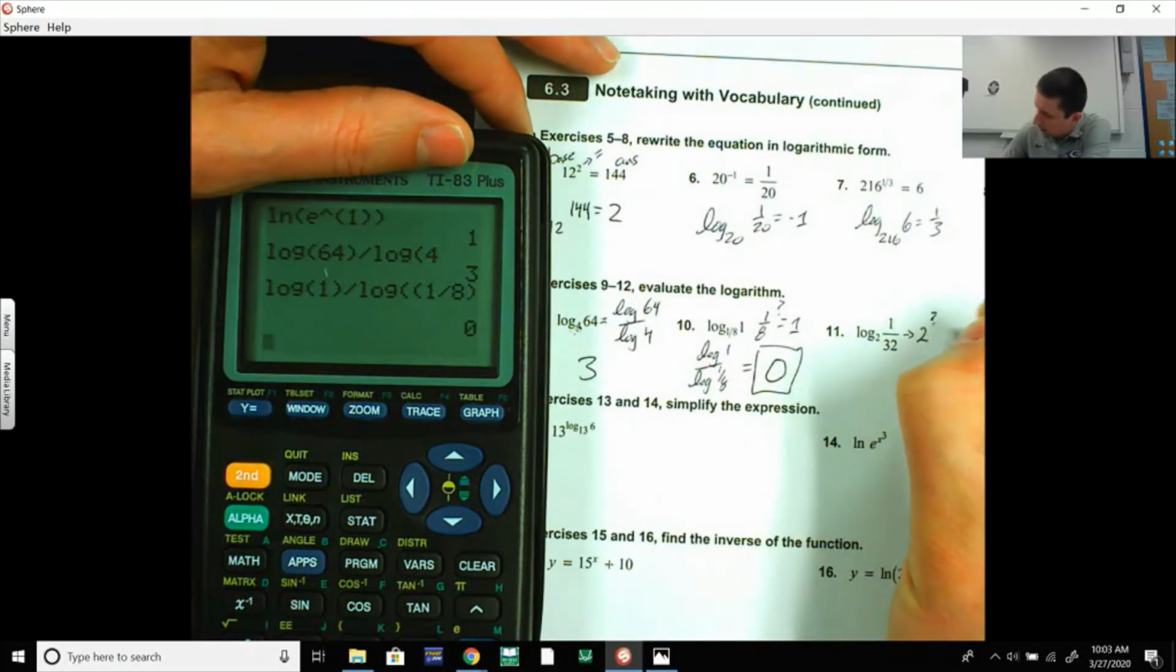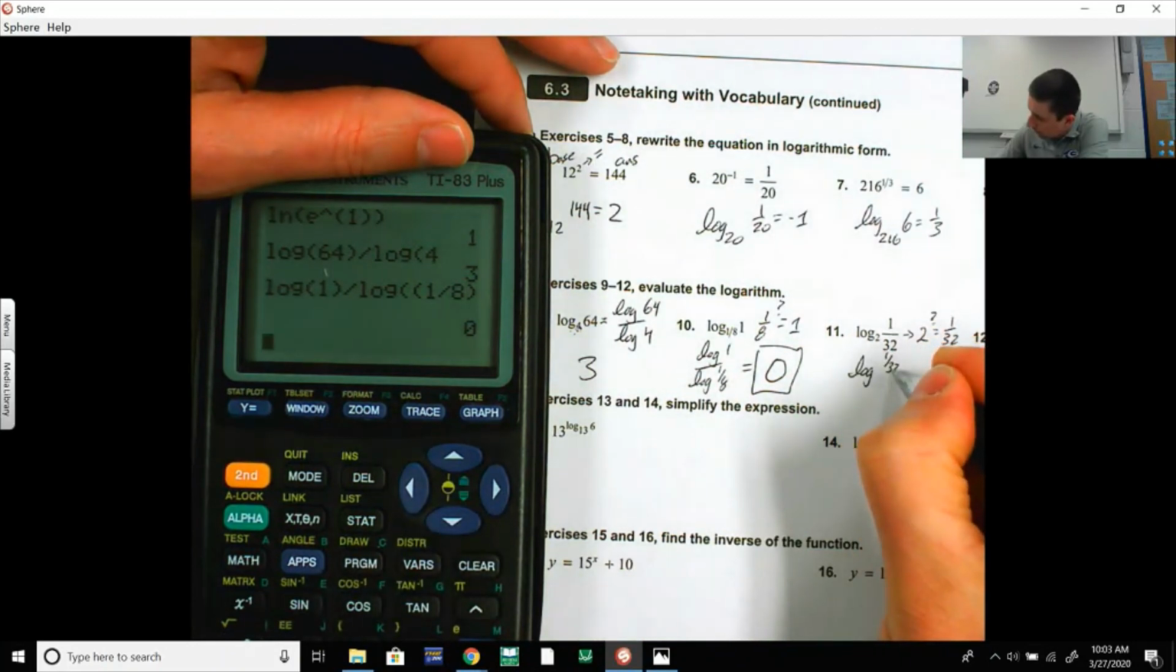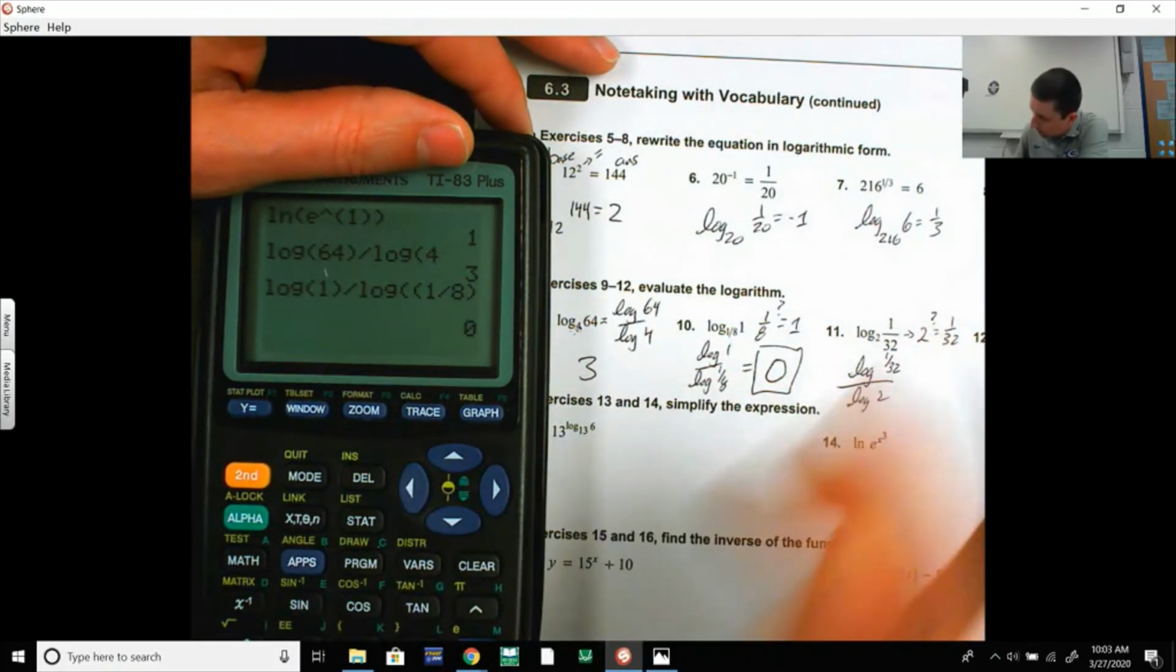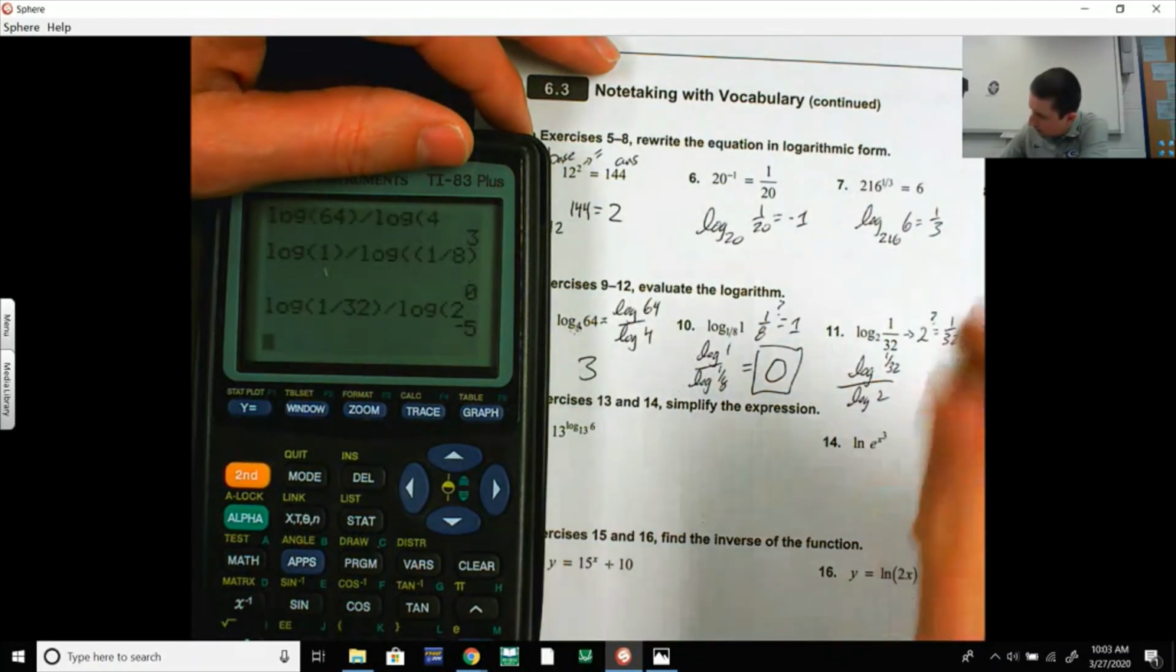2 raised to what power is 1/32? That's going to be -5. Okay, so you do log of 1/32 over the log of 2, and you get -5.